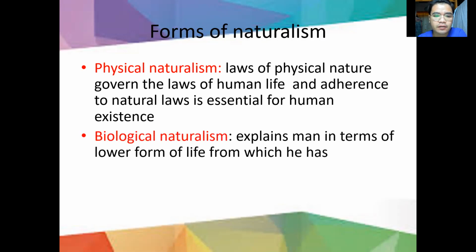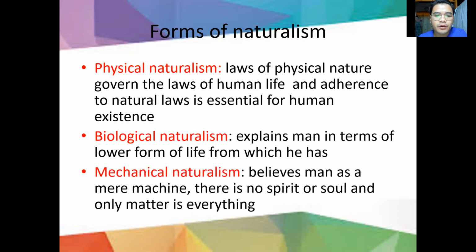We have physical naturalism, biological naturalism, and mechanical naturalism. What is physical naturalism? It deals with the laws of physical nature that govern human life, and adherence to natural laws is essential for human existence. Well, this is basically physics, okay? The laws of physical nature. What goes up must come down. That's gravity, the universal law of gravitation. Opposites attract: opposite poles in a magnet attract, the same poles repel. That's the law of nature, okay?